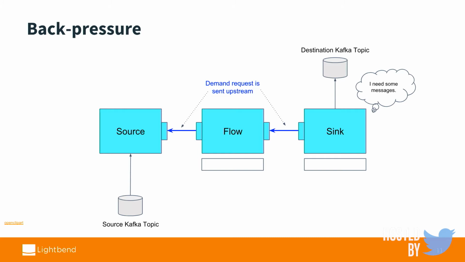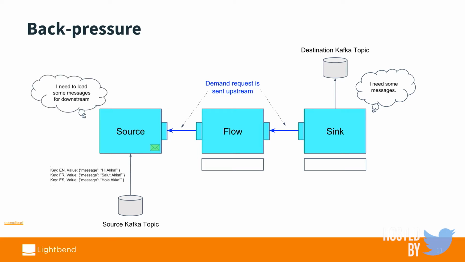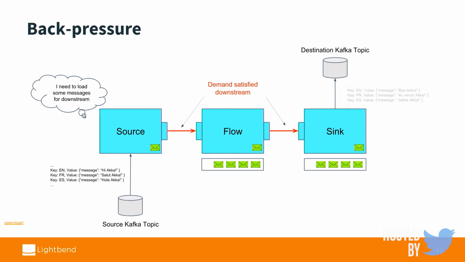The flow doesn't have any messages to provide it, so it sends its own message upstream to the source, and then the source does what it does and loads those messages from somewhere. So in this example, a Kafka topic. And then now it can start satisfying those demand requests that were made previously. So the flow will start getting messages and processing output that it can now deliver to the sink because it knows the sink is waiting for messages too.